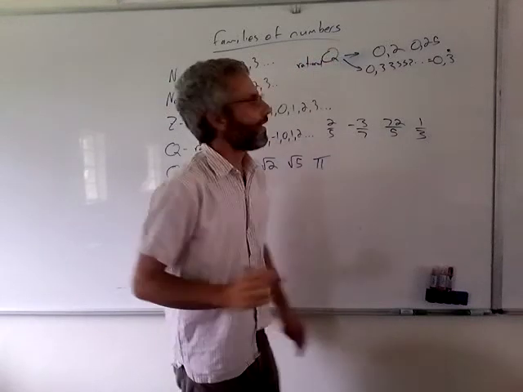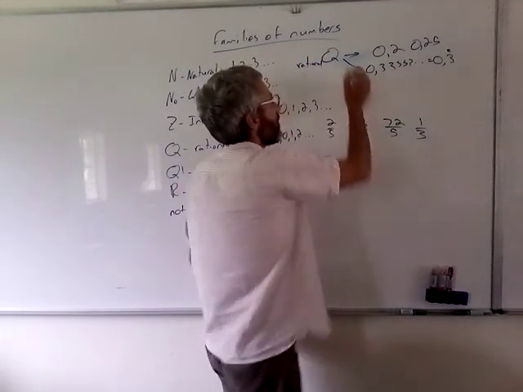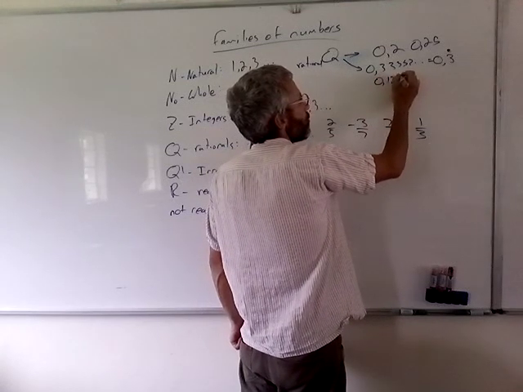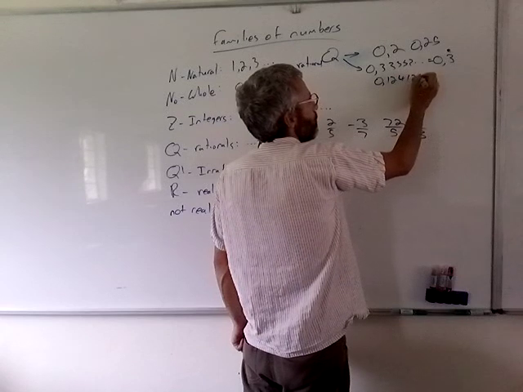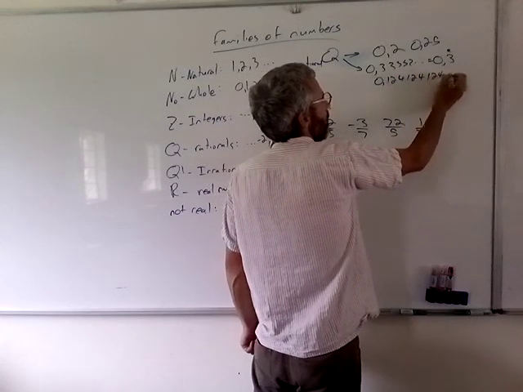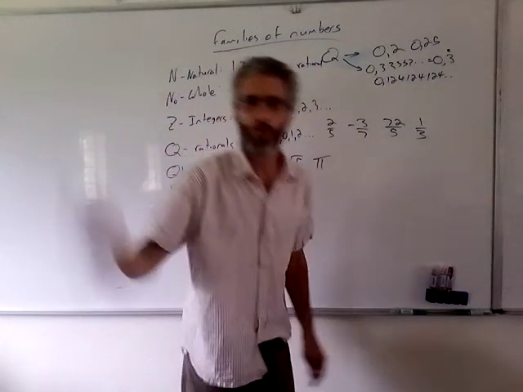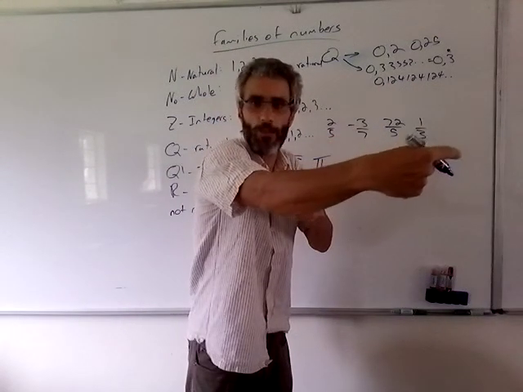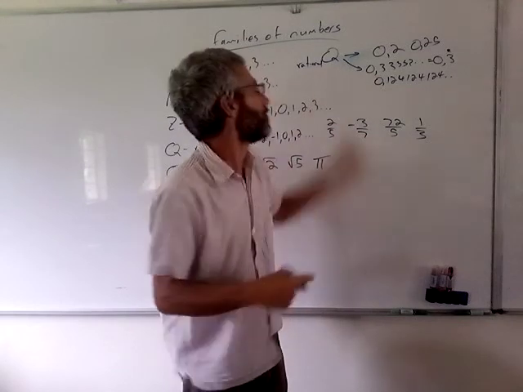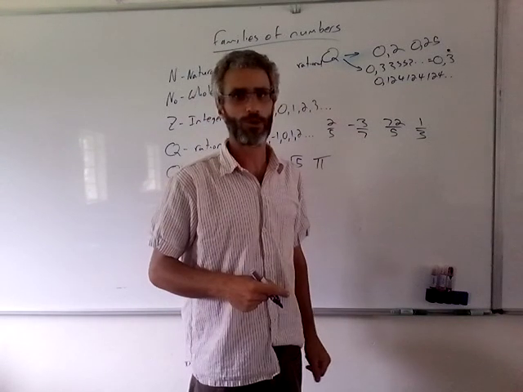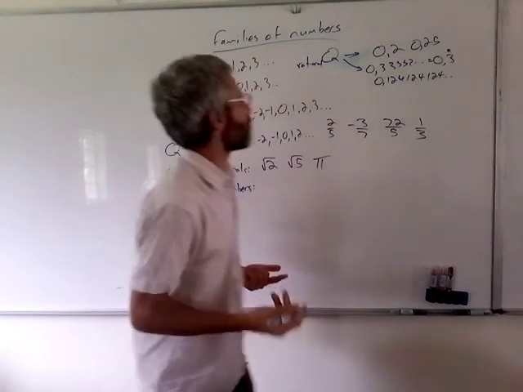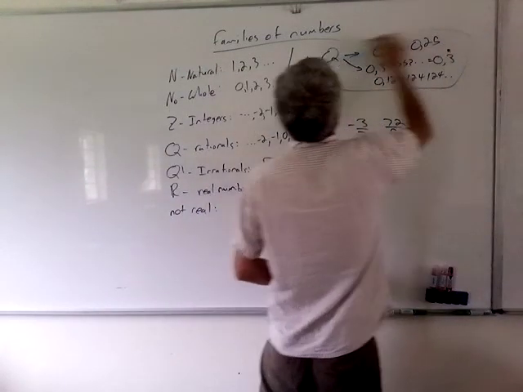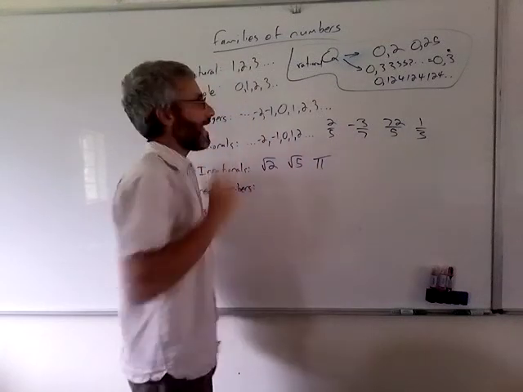Now, I'll give you another example. You might have a number 0.124124124, and it repeats itself. So you could have an infinite number of decimal places, but because it repeats itself, we say it is rational. So if that's rational, what about irrational? I'm going to write that down here. That's rational. What about irrational?